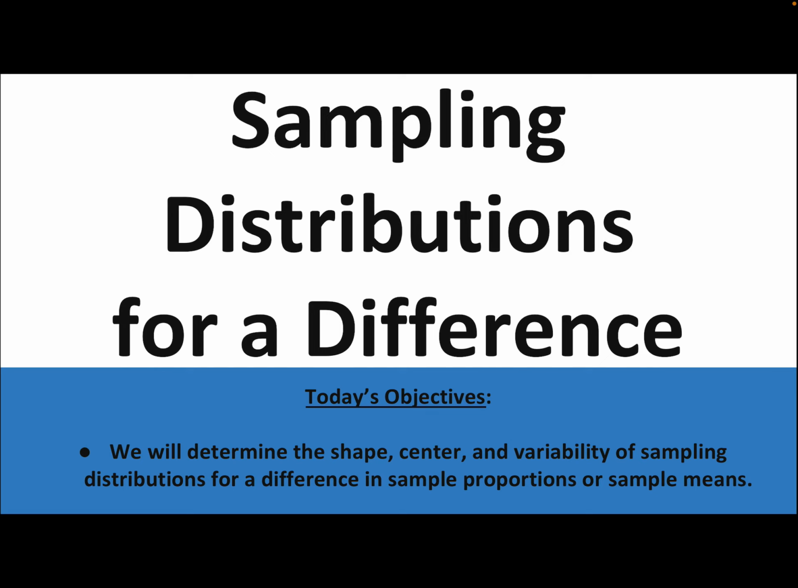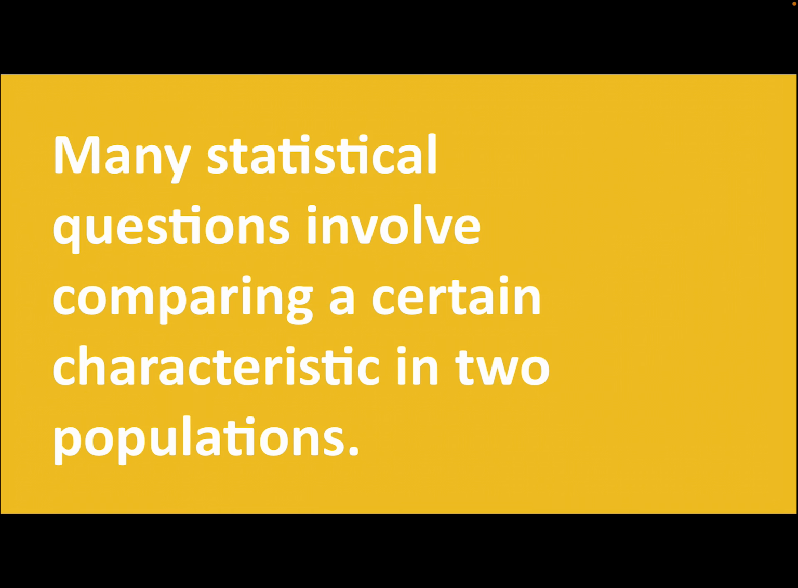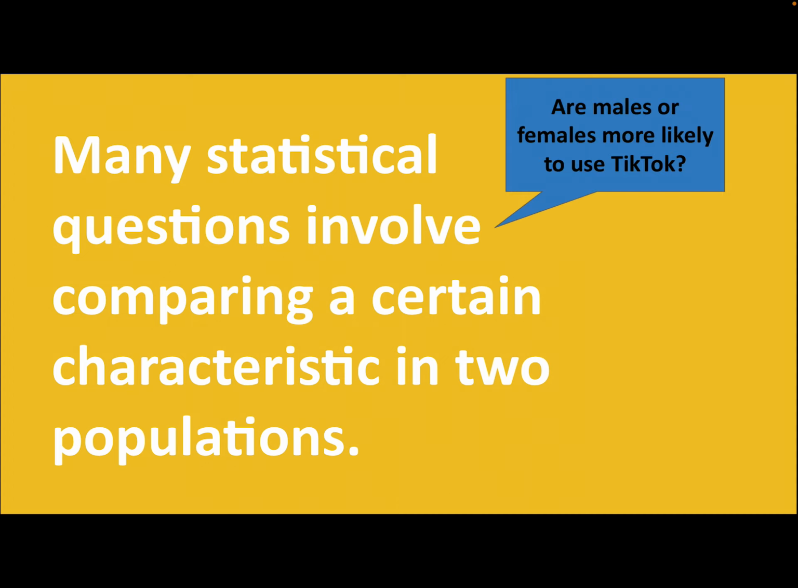Okay, so today's goal is to learn about sampling distributions for a difference in two different means or two different proportions, basically when we're looking at two different populations. So we're going to determine the shape, center, and variability of sampling distributions for a difference in both sample proportions and sample means. So again, many statistical questions involve comparing a characteristic in two populations.